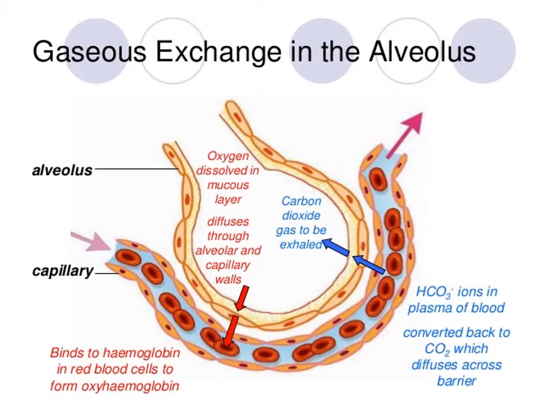Again, this is just another picture of the same thing. I like this picture because it shows you the blood coming here by the capillary, by the alveoli, and oxygen has to diffuse through the alveolar wall, through the capillary wall, and into the blood, and carbon dioxide has to diffuse from the blood through the capillary wall, then through the alveolar wall.